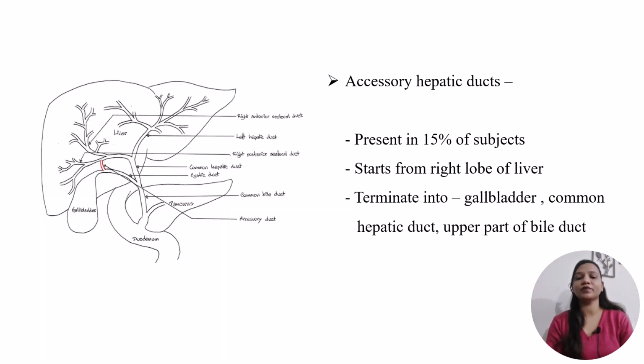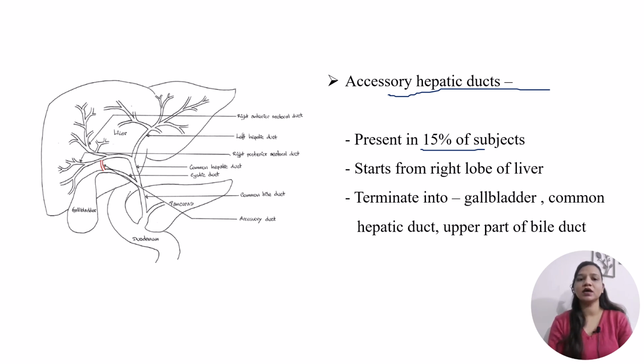So again, one important point you have to keep in mind in this lecture is that there are also accessory hepatic ducts which are present in the liver, but these accessory hepatic ducts are present only in 15% of subjects. Why only 15% of subjects? Because of embryological variation during early stages of development.